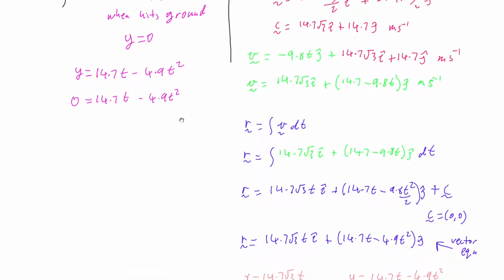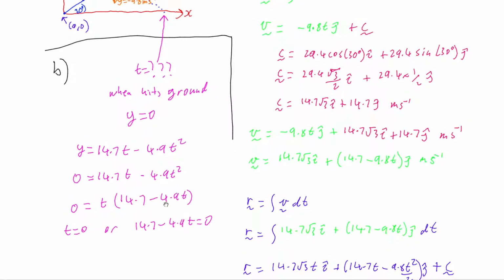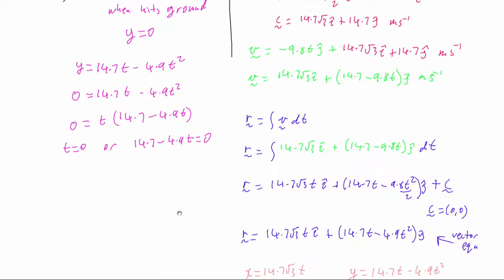And we can factorize this, or you can put it into a calculator, but if we factorize this, we have 0 equals t outside of 14.7 minus 4.9t. So it occurs when t equals 0, or when 14.7 minus 4.9t equals 0. Well, t equals 0 makes sense, because that's when we were at our origin. So we just need to solve this one.